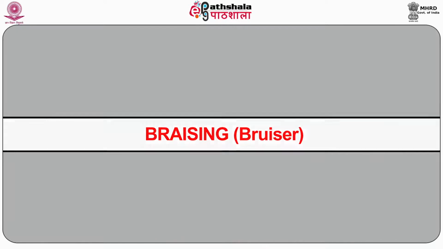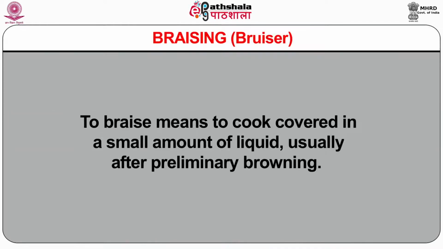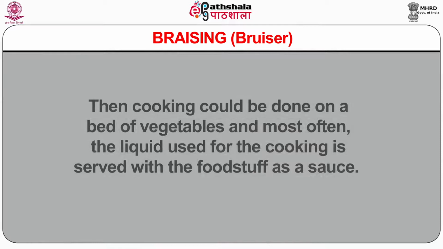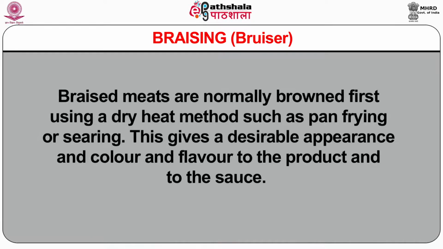Braising, braiser. To braise means to cook covered in a small amount of liquid, usually after preliminary browning. Cooking could be done on a bed of vegetables, and most often the liquid used for cooking is served with the foodstuff as a sauce. Braised meats are normally browned first using a dry heat method such as pan frying or searing. This gives a desirable appearance, color and flavor to the product and to the sauce.